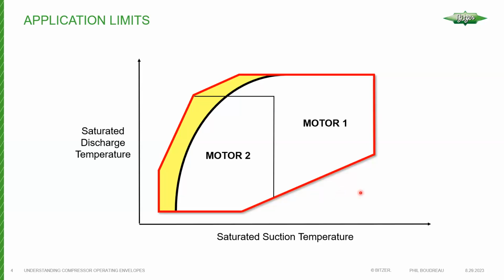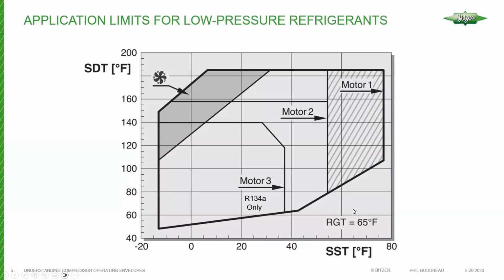Note that it can operate at higher saturated suction temperatures and also higher saturated discharge temperatures, because of course operating at these higher pressure conditions requires more work, so we need a stronger motor. The capacities between motor 1 and motor 2 are similar, but we need to have enough motor to get the job done. And in some cases we'll see, in fact, a motor 3, which would be basically the smallest motor for a given displacement. As an example, with R134a, oftentimes you'll see 3 motors.